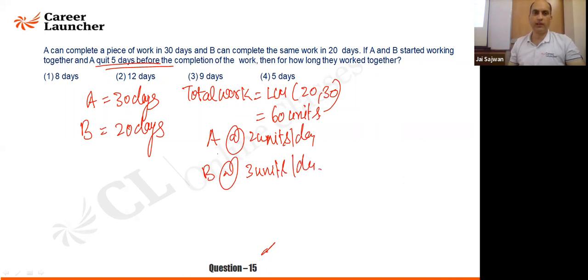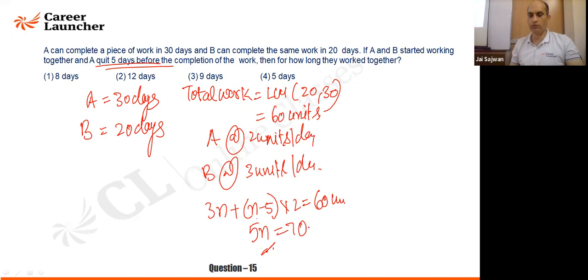A and B started working together. A quit 5 days before completion of work. So B is going to work for n days, and A quit 5 days before it, so n minus 5 days A is going to work, which together equals the total, 60 units of work. So 2(n minus 5) plus 3n, that is 5n minus 10, is equal to 60. So n is equal to 14.